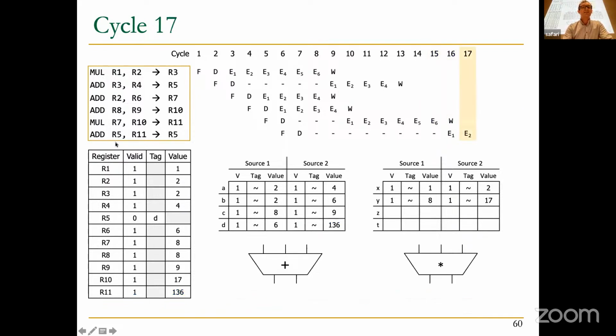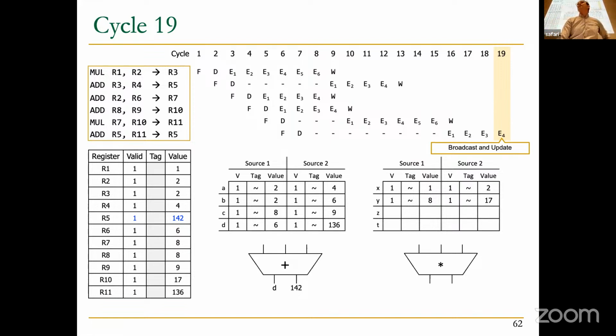And if you follow its execution, eventually it broadcasts its tag in cycle 19, the tag is D, and the value is 142. And now at the end of the execution of all of these instructions, all of these are valid, as you can see, because we're done with this toy program. All of these should be deallocated, but we didn't show the deallocation of the reservation stations.